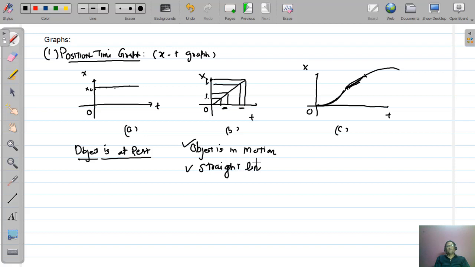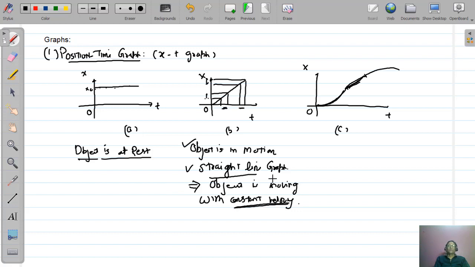That means if we have a straight line position time graph, it refers that the object is moving with constant velocity. Straight line refers that the object is moving with constant velocity. Velocity is not changing. The object is covering equal distance in equal time.